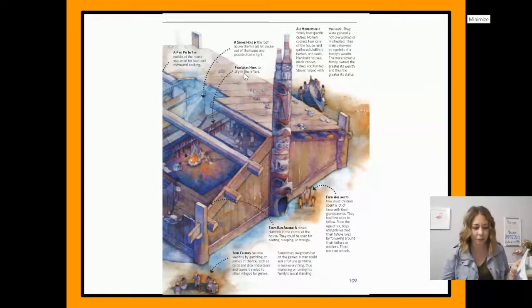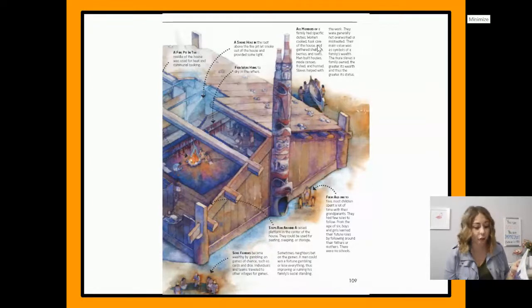Fish were hung to dry in the rafters. So these are fish hanging. All members of a family had specific duties. Women cooked, took care of the house, and gathered shellfish, berries, and roots. Men built houses, made canoes, fished, and hunted. Slaves helped with the work.